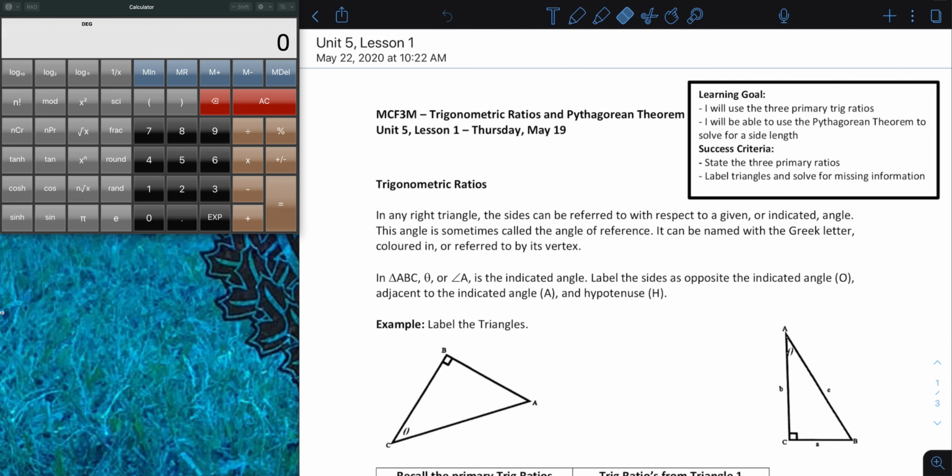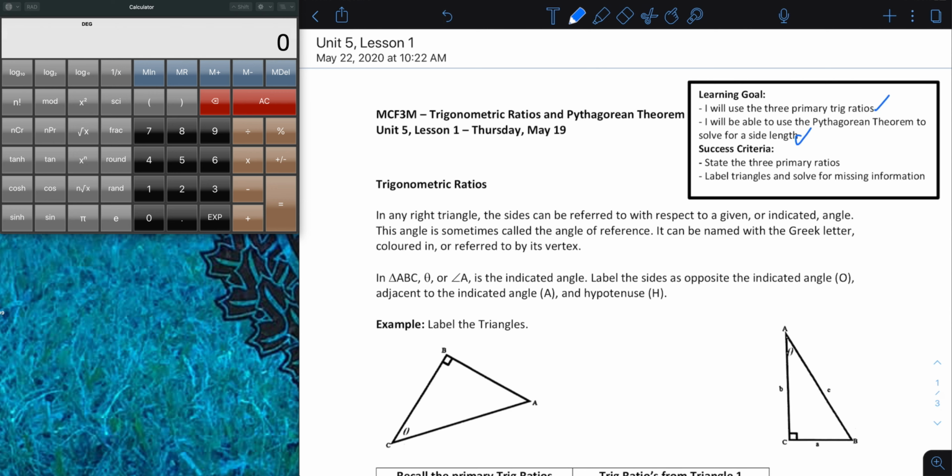This will be the first lesson in trig ratios, or trigonometry, and the Pythagorean theorem is what we're going to look at specifically today. Hopefully the learning goal for today is that you should be able to use the three primary trig ratios, and also be able to use the Pythagorean theorem to solve for a side length. That's also going to be important.